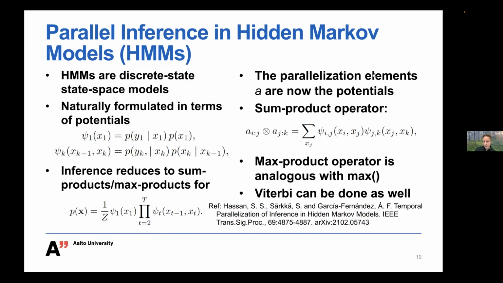And then these parallelization elements are now these potentials. For example, in the sum product method case, the associative operator will look like this. So it's just a sum product basically of two pairwise potentials. And then in the max product case, we can replace this summation with the max. And it's also possible to do the Viterbi method. So actually, some of that is in that article, though not all the details.